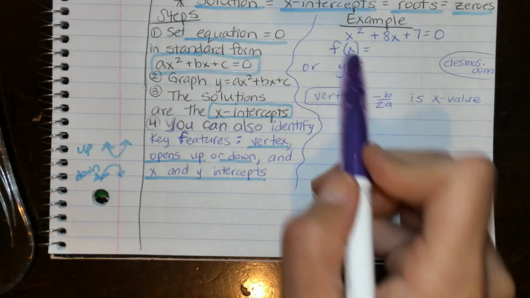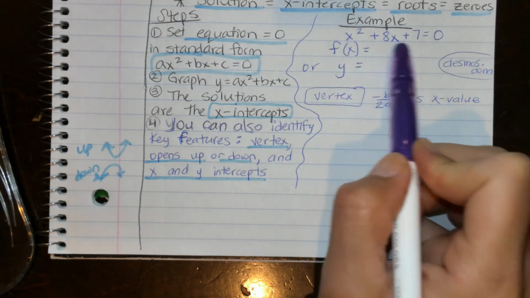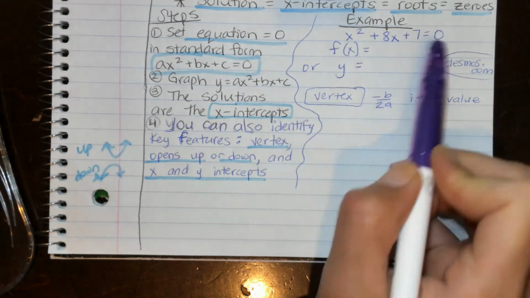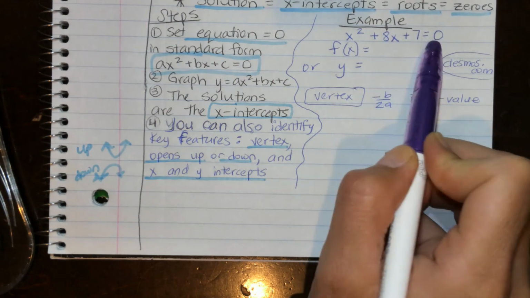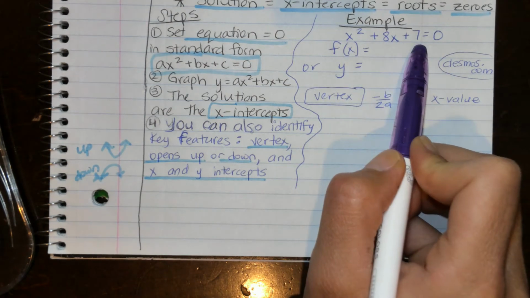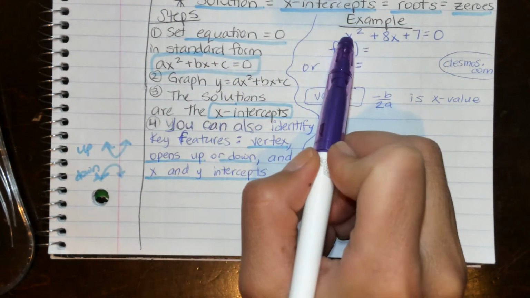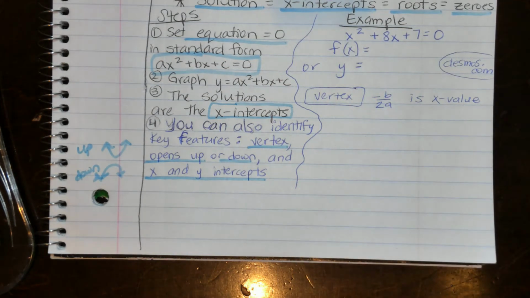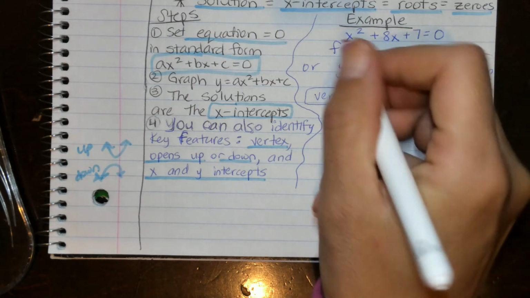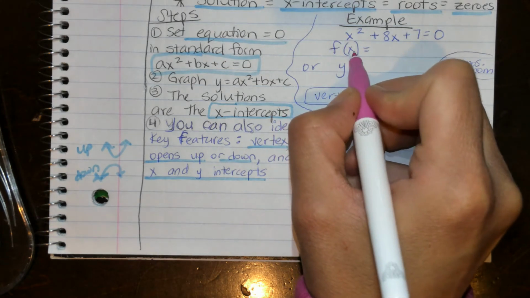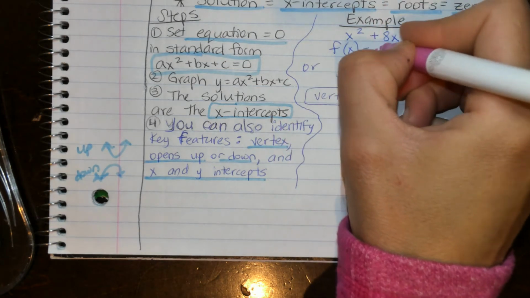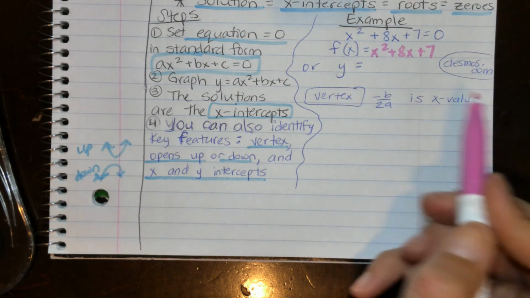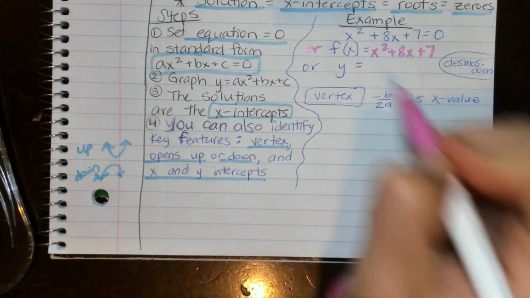So the example is this equation, x squared plus 8x plus 7 equals 0. It is set equal to 0, but if it wasn't, I would have to add or subtract it over to the other side. And it is in standard form with my x squared, then my x, and then my number. That can also be written as f of x, which means it's a function of x, equals x squared plus 8x plus 7.